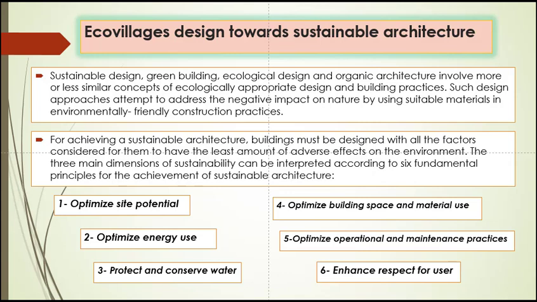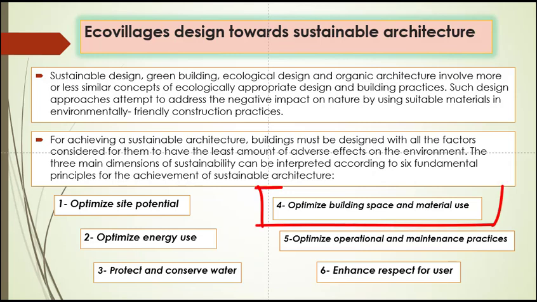The third one is protect and conserve water. Reducing water consumption and protecting water quality are the key objectives of sustainable buildings. Buildings should decrease the need for water by increasing efficiency and maximizing the use of water that is collected, used, purified, and reused on the site.